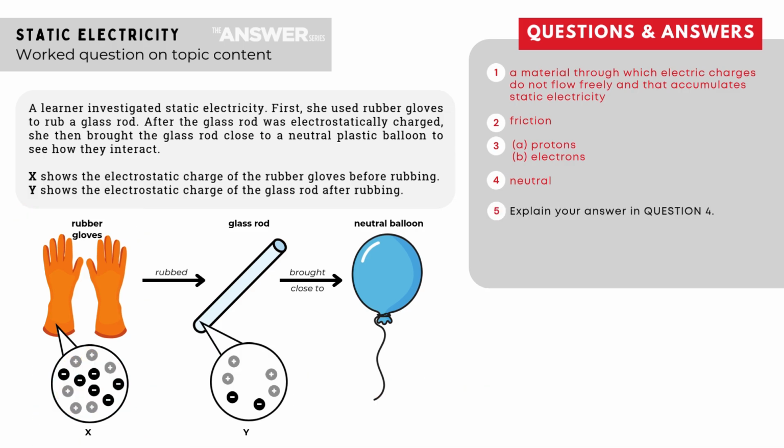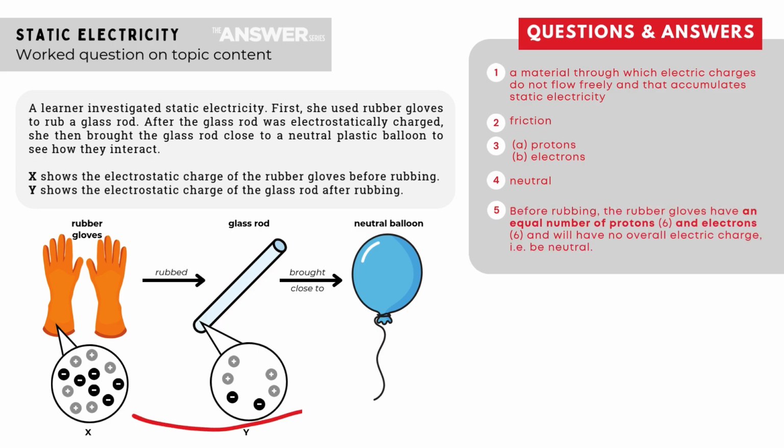Question 5 asks us to explain our answer in question 4, which is what we just did. And this is very typical of scientific questions, where the thought process involved in getting to the answer of one question is often asked in the next. In order to determine the electrostatic charge of the rubber gloves before rubbing, we had to compare the number of protons and electrons at X in our diagram.